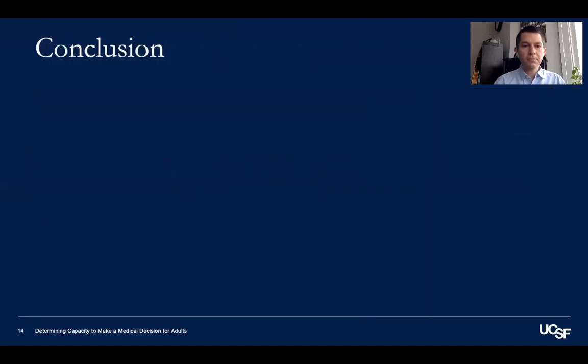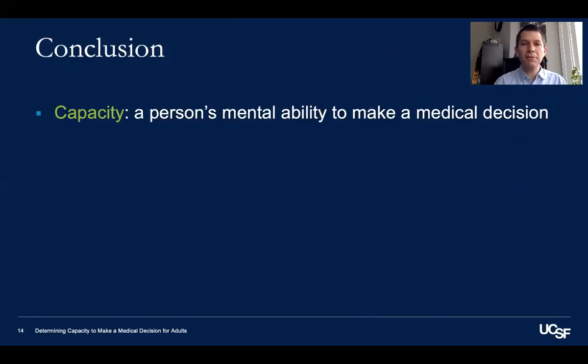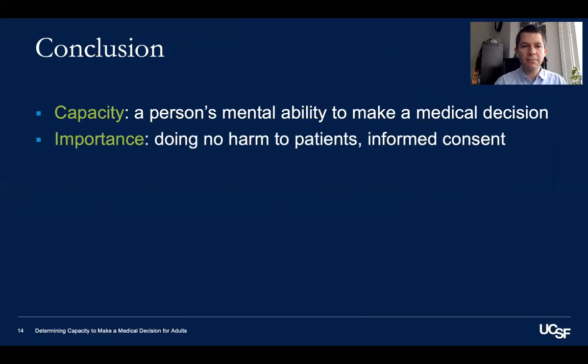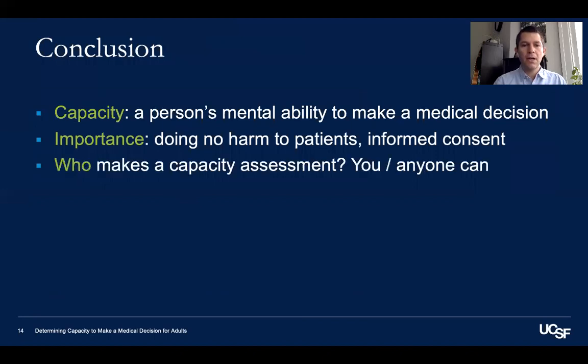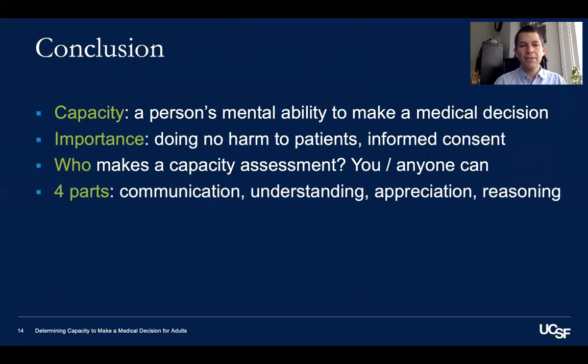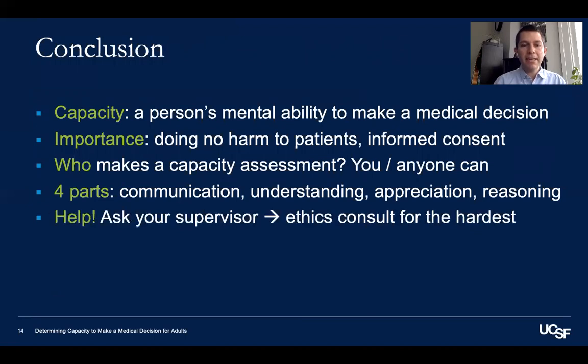To conclude, capacity is a person's mental ability to make a medical decision. It's important because we want to do no harm to patients and provide informed consent. Anyone can make a capacity assessment, you or anyone. There are 4 parts to it: communication, understanding, appreciation, and reasoning. And if you need help, ask your supervisor and call an ethics consult for the hardest decisions.